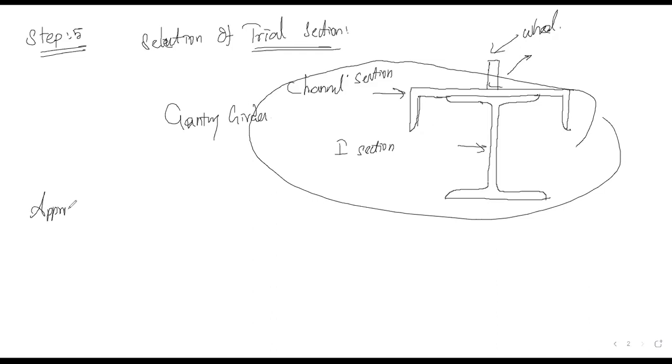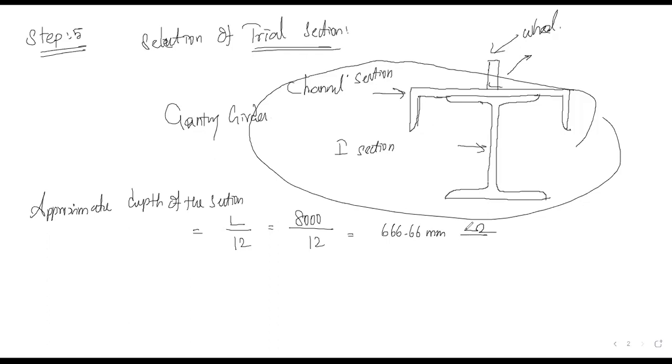The approximate depth of the section is equal to L by 12. The span of the gantry girder is 8,000, that is 8 meter, divided by 12, so it becomes 666.66 mm. So we are going to choose approximately 600 mm of depth.